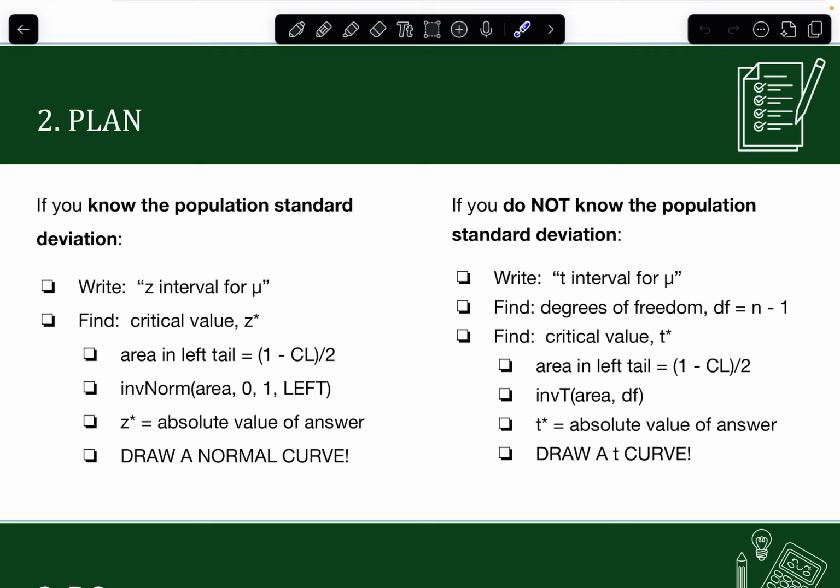Once you've done that, you go to inverse norm, second vars, and then you plug in the area you just found, 0, 1 left. When you do that, it's going to give you a negative z-score. Your critical value is the positive version of that, the absolute value. You should draw that picture that I just sketched: draw the normal distribution, put your confidence level in the middle, mark negative z and positive z, to demonstrate that you understand where those tails are coming from.